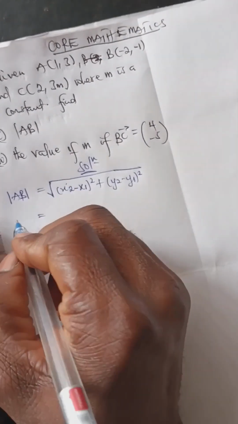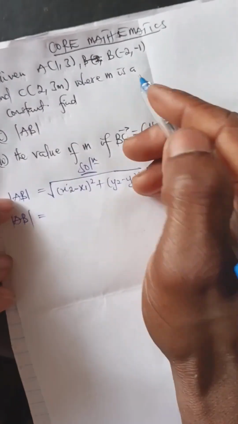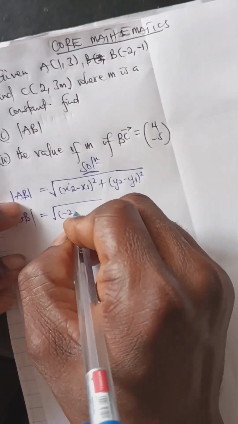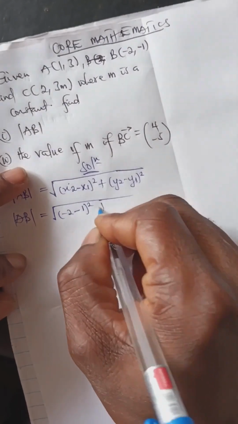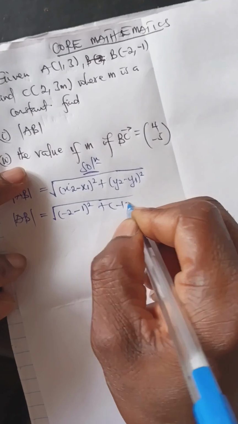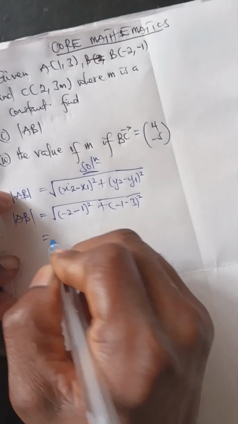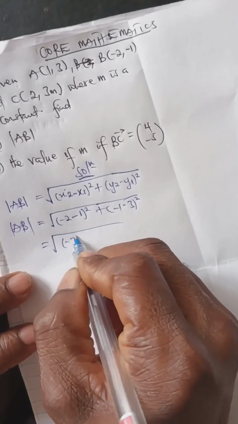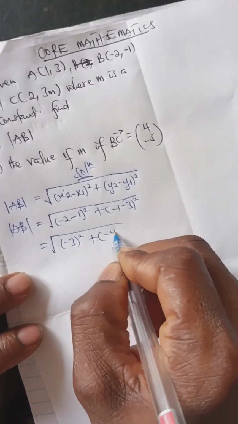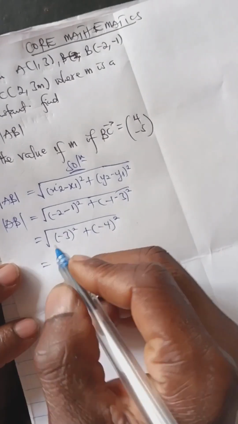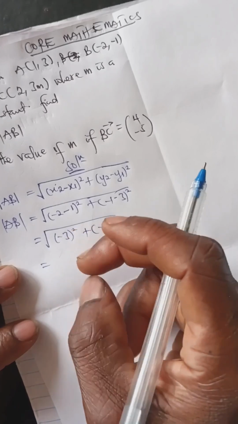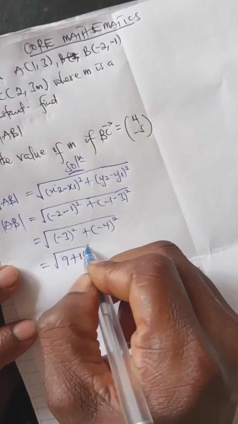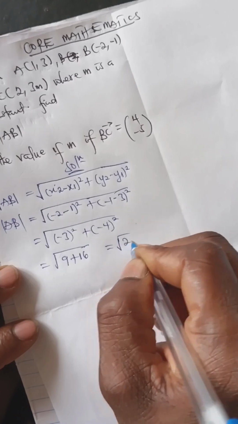So we can assume that our x2 should be minus 2. If x is minus 2, then we can have square root of (minus 2 minus 1) all squared plus (minus 1 minus 3) all squared. So if that is the case, now we have minus 3 all squared plus minus 4 all squared. Then we know any negative number in the bracket squared should give us a positive number. So we have 9 plus 16, which is equal to the square root of 25.